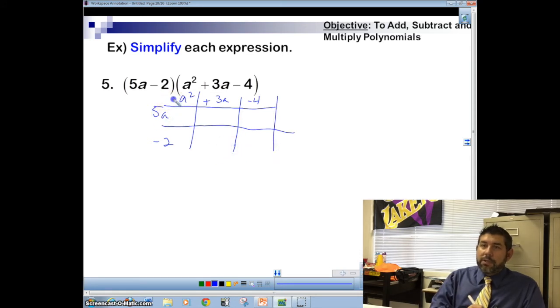All right, so then all we're going to do here is just multiply. 5a times a squared is 5a cubed. 5a times 3a is 15a squared. And see, we're just going to multiply these like this.